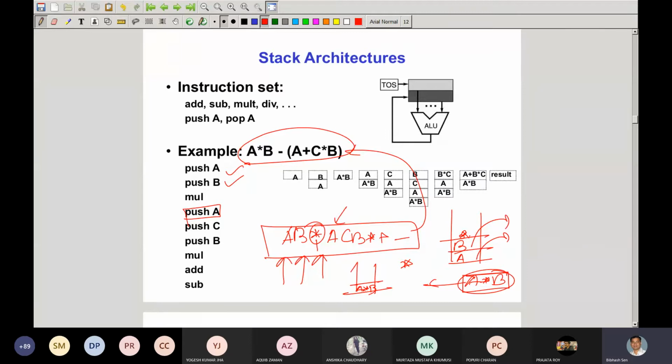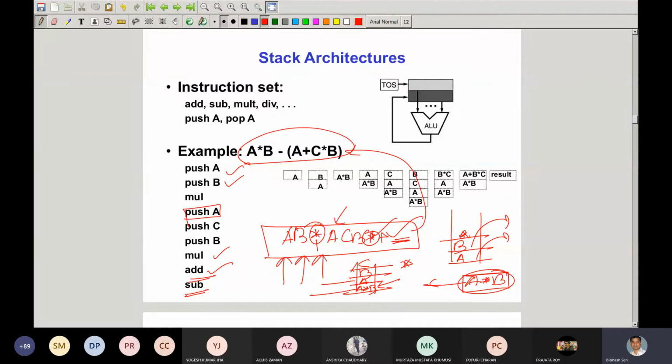A star B is already stored there. It is a register load store architecture. After the calculation, again there. Now again you are loading A, then again B, again C. Now you are getting the multiplication. So that's the reason for the multiplication. Again you are applying the addition. So like in this way, finally subtraction along this it will happen.